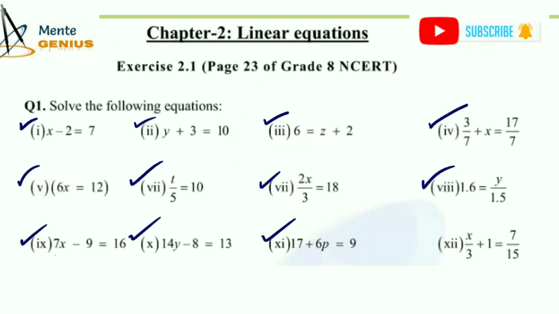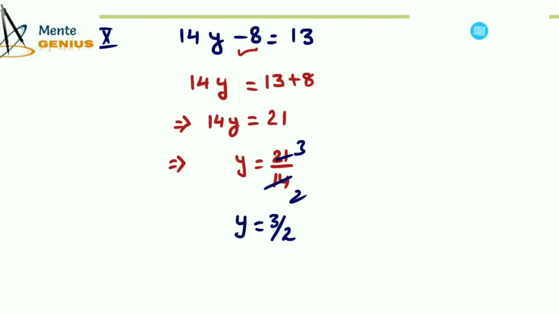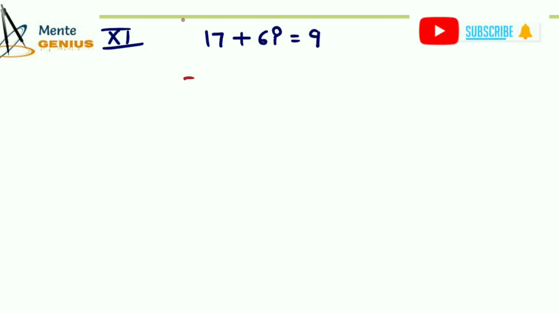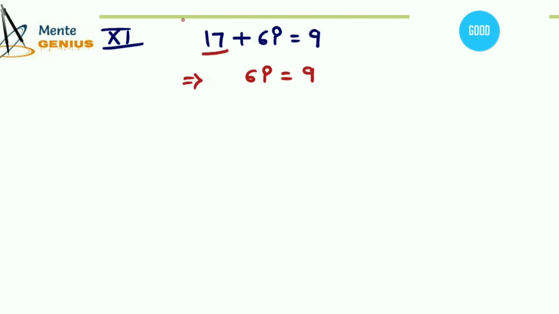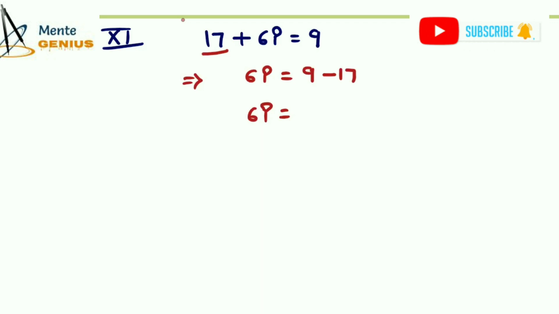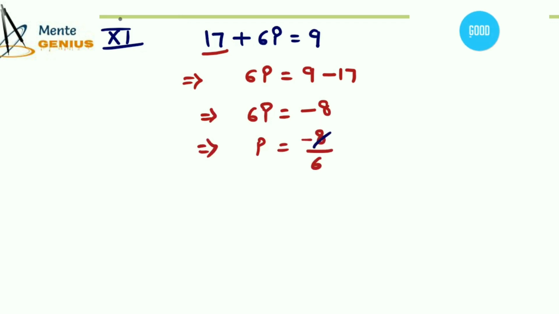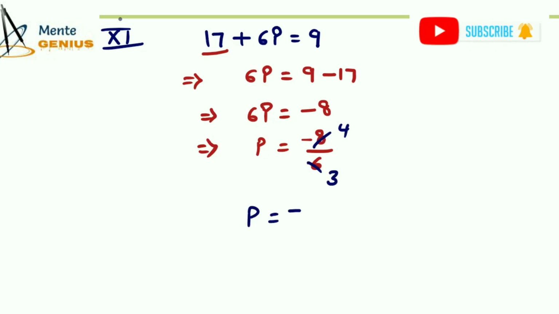Now coming on to question number 11. 6p will be as it is, 9, and you will move this down. 9 minus 17 will give you minus 8. So p will be equal to minus 8 by 6. So we will cancel it by the table of 2, 2 fours are 8, 2 threes are 6. So we are having the value p is equal to negative 4 by 3. Don't forget the negative sign.